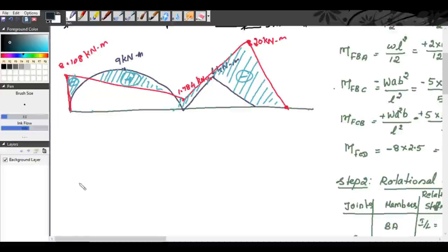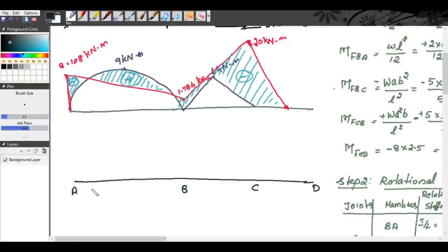So how will we draw the deflection diagram? Now we will draw the deflection diagram. So this is A, B, C and D. Our points of contraflexure are, A is fixed. We have a point of contraflexure here, and here there is a point of contraflexure. That's all. So our deflection diagram comes like this.